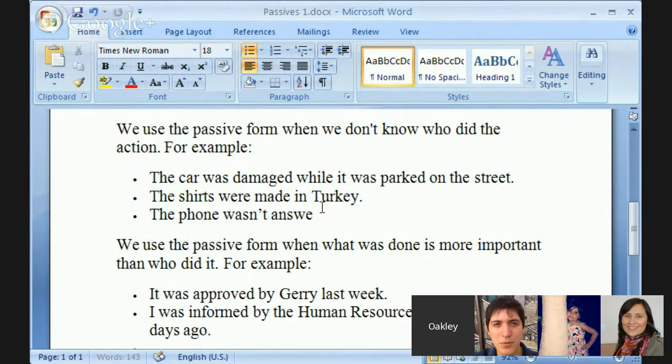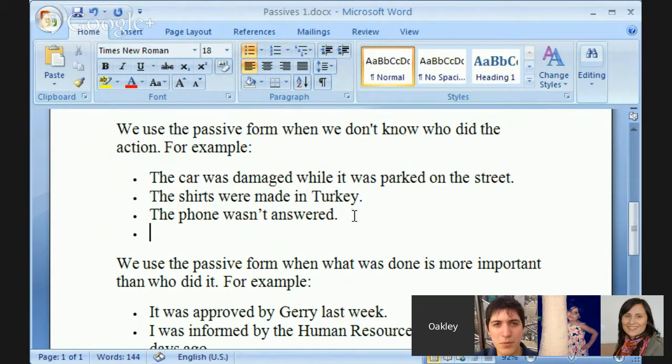The phone wasn't answered. Okay, that's great. Notice the position of the not here. It comes after the first auxiliary or helper verb. This is quite normal. Good job demonstrating a negative. The phone wasn't answered. I called and called. Okay, good, excellent, good job.